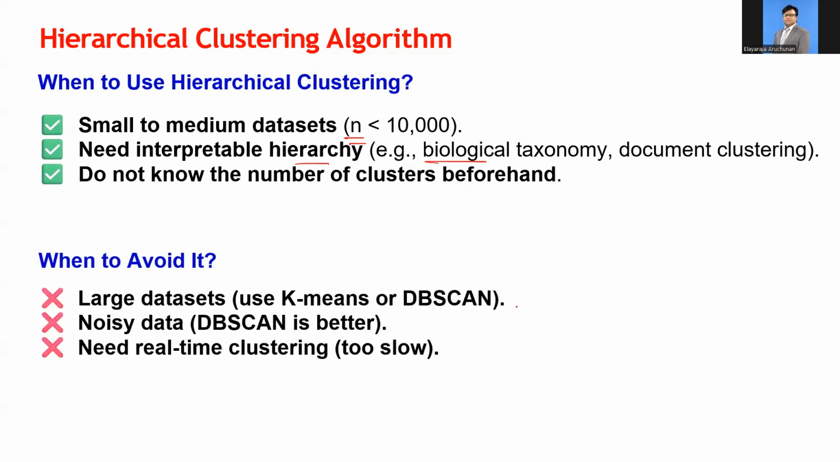When we need to avoid it: with large data sets, especially big data of more than 10,000 points, it is better to use k-means or DBSCAN. With noisy data, with too many outliers, use DBSCAN rather than hierarchical clustering. And if you need real-time clustering, hierarchical clustering will be too slow. So these are the cases when to use it and when not to use hierarchical clustering.